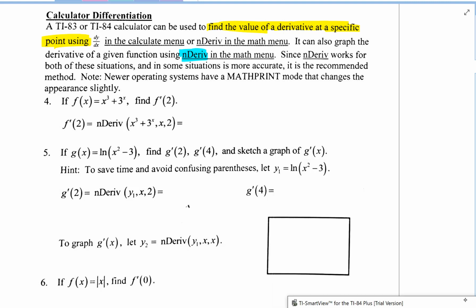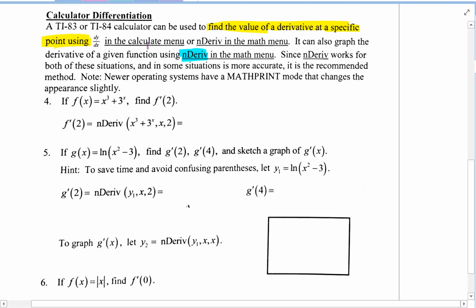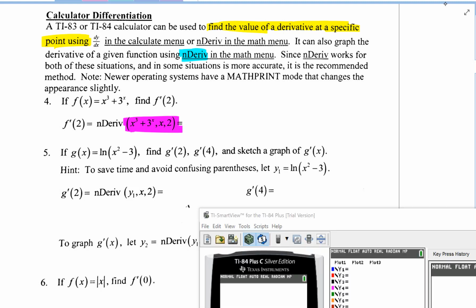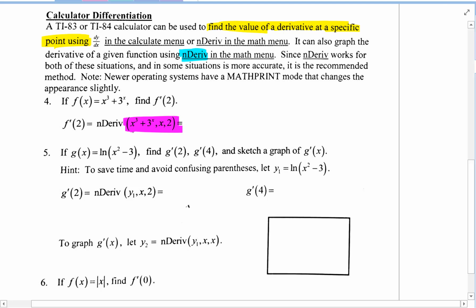Okay, so this problem is saying if f of x equals x cubed plus 3 to the x, find the derivative at x equals 2. Now, your newer calculators, which many of you have, you will not have to plug it in this somewhat strange way. But I want you to see the strange way to plug it in, just in case you do have an older operating system. So in an older operating system, you would include the function and then put a comma, include the variable with respect to which you are deriving the function, and then include the value for which you want the calculator to evaluate the derivative.